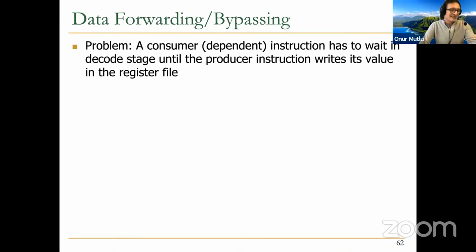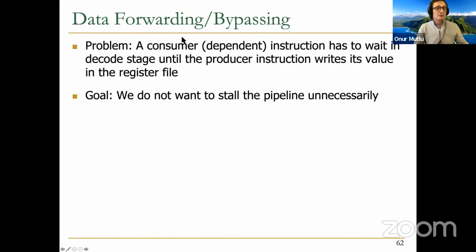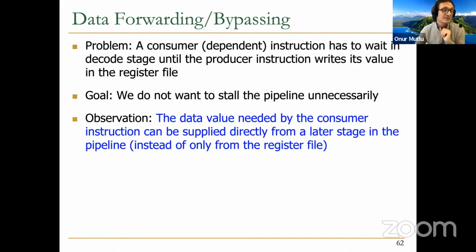We already discussed this actually because of the question that came during the lecture. Essentially, a consumer or dependent instruction has to wait in the decode stage until the producer instruction writes its value into the register file, if you take option 1, if you don't do forwarding or bypassing. And that's a problem. So the goal is we do not want to stall the pipeline unnecessarily. Remember, we want to move the pipeline, keep it full, and keep it correct all the time. If you want to do that, this observation is very helpful: the data value needed by the consumer instruction can be supplied directly from a later stage in the pipeline instead of only from the register file.